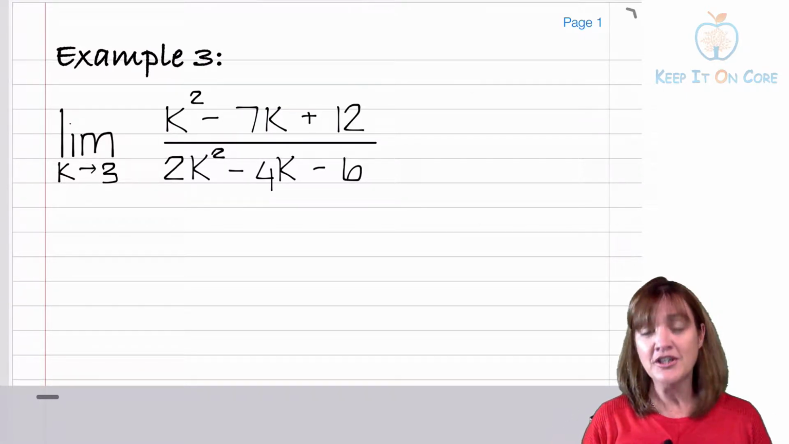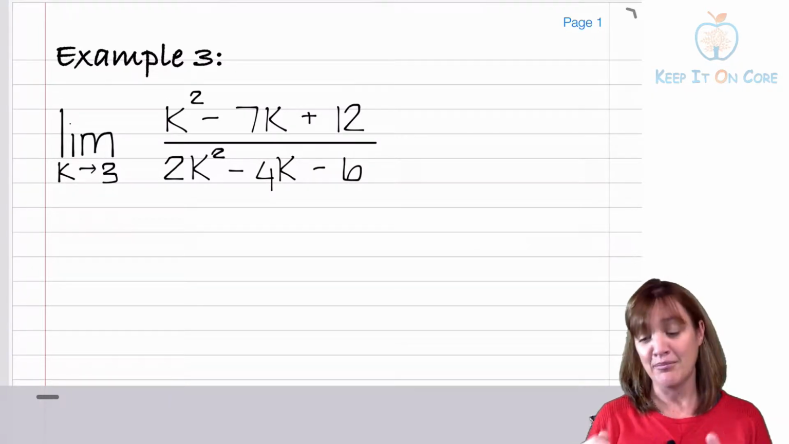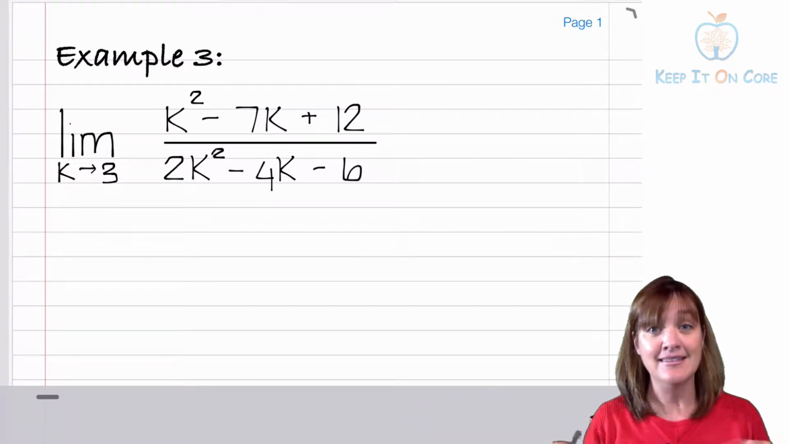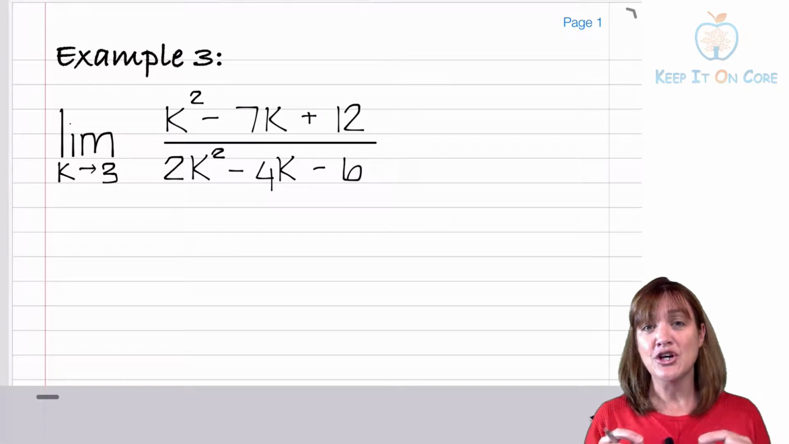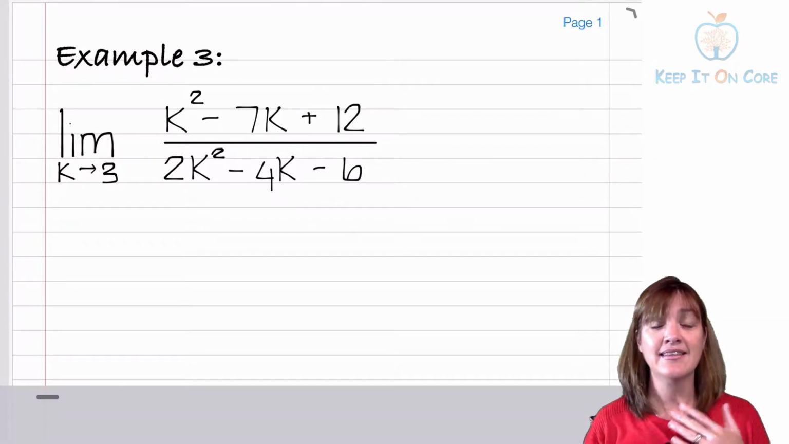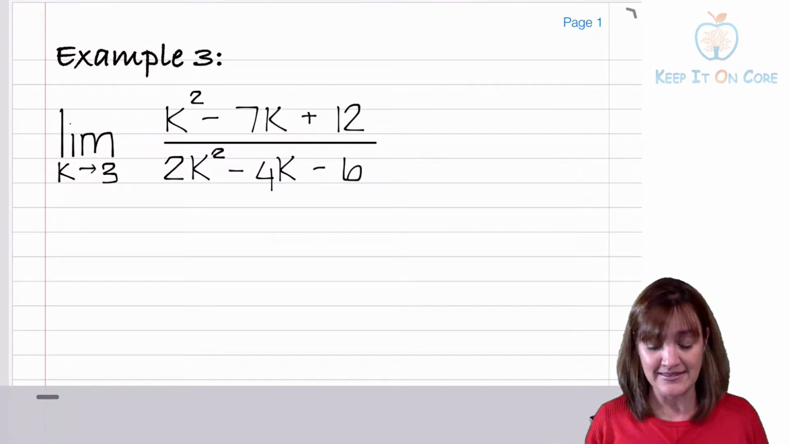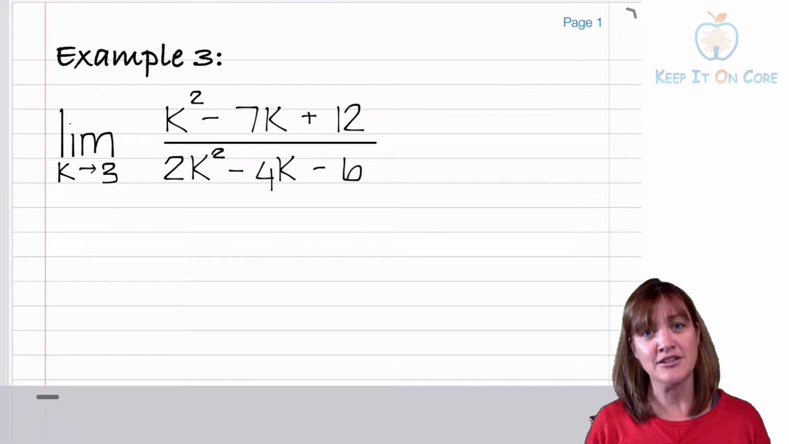Well, what you're going to find here is that if I just took 3 and substituted it into all the k's, you're going to land up with a value that is undefined. You're going to land up with a 0 in the denominator, okay? So we don't want that. We don't want a 0 in the denominator because that then tells me that the limit doesn't exist, okay? So how do I fix that problem of having a 0 in the denominator?